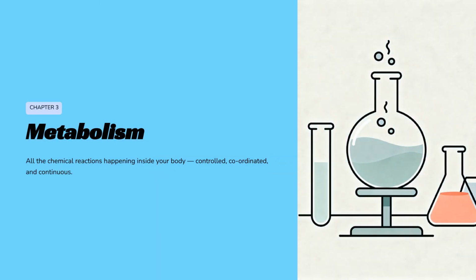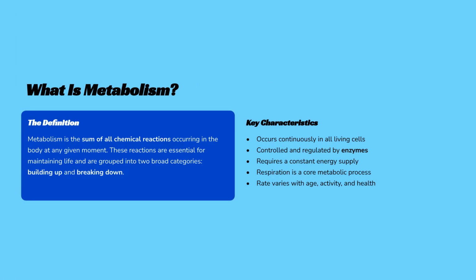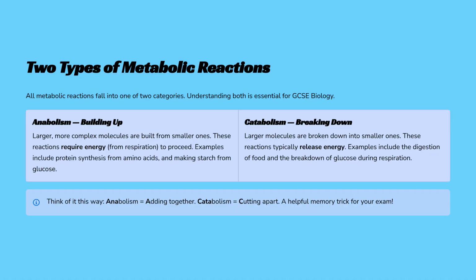Metabolism is the sum of all chemical reactions occurring inside your body. It is a continuous, controlled, and coordinated process essential for life. Metabolic reactions are essential for maintaining life and are broadly grouped into two categories: building up complex molecules and breaking down others. Anabolism builds up molecules, while catabolism breaks them down. A quick tip for your exams: think anabolism adds together and catabolism cuts apart.